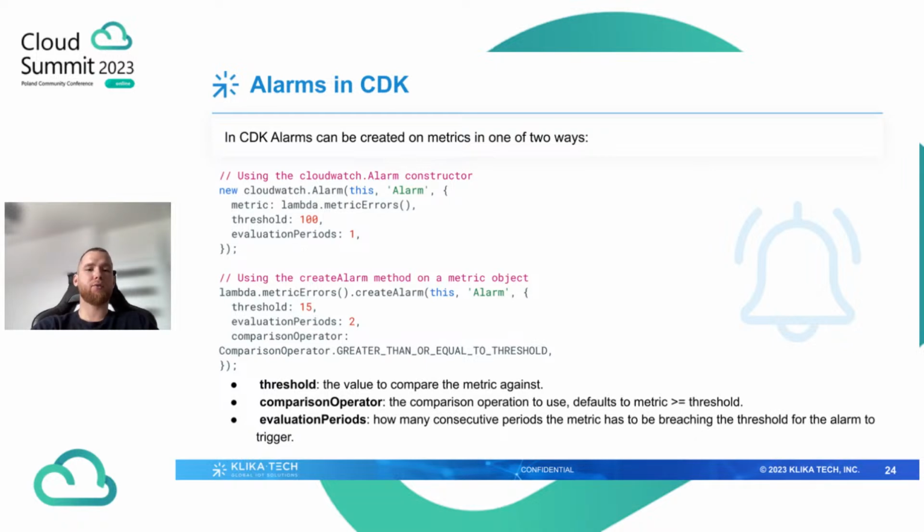Comparison operator is used to evaluate the metric data against the threshold. It determines the behavior of the alarm when the threshold is breached. The available operators are greater than or equal to threshold, less than or equal to threshold, less than threshold, and just greater than threshold.